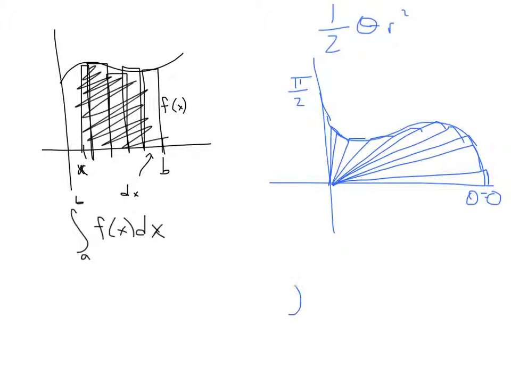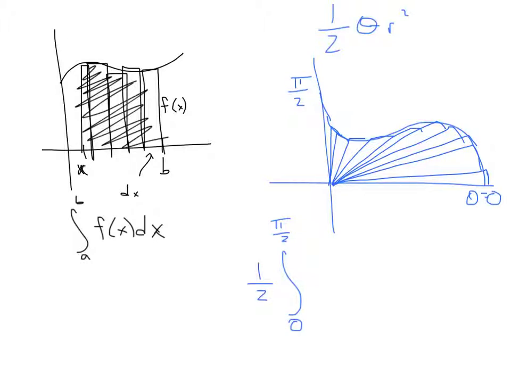We could take our integral and say, I want my integral to go from 0 up to theta being pi over 2. And the question is, what do I need to multiply inside here? Well, what needs to be inside here is the 1/2 theta r squared. But we have to be careful. I'm going to put the 1/2 outside because it's a constant.